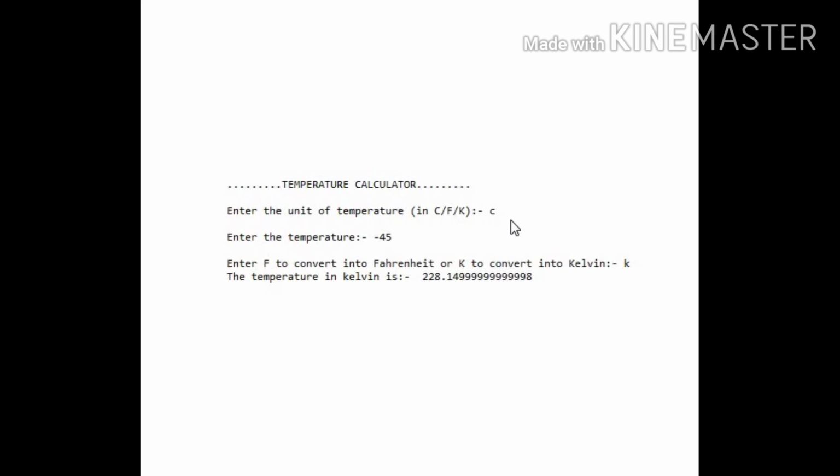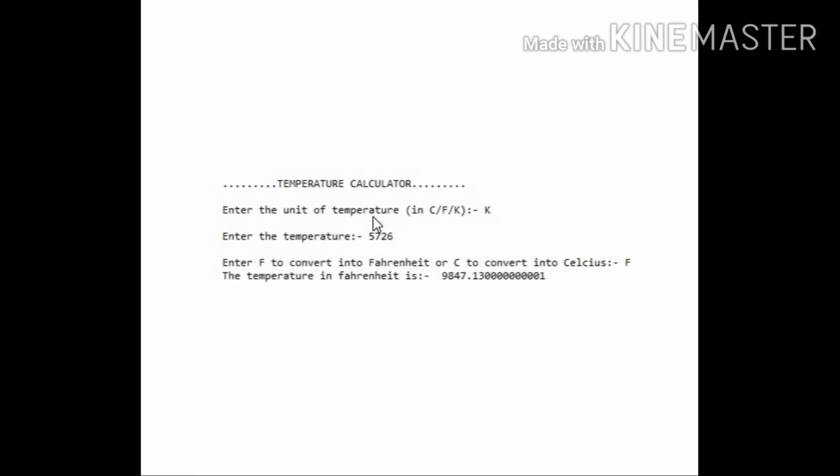Similarly, the user has given Celsius as input and -45° temperature. You want to convert into Kelvin, and the corresponding answer is 228.1. And lastly, he has given Kelvin and temperature as 5726, and wants to convert into Fahrenheit. So the corresponding result in Fahrenheit is 9847.1300.